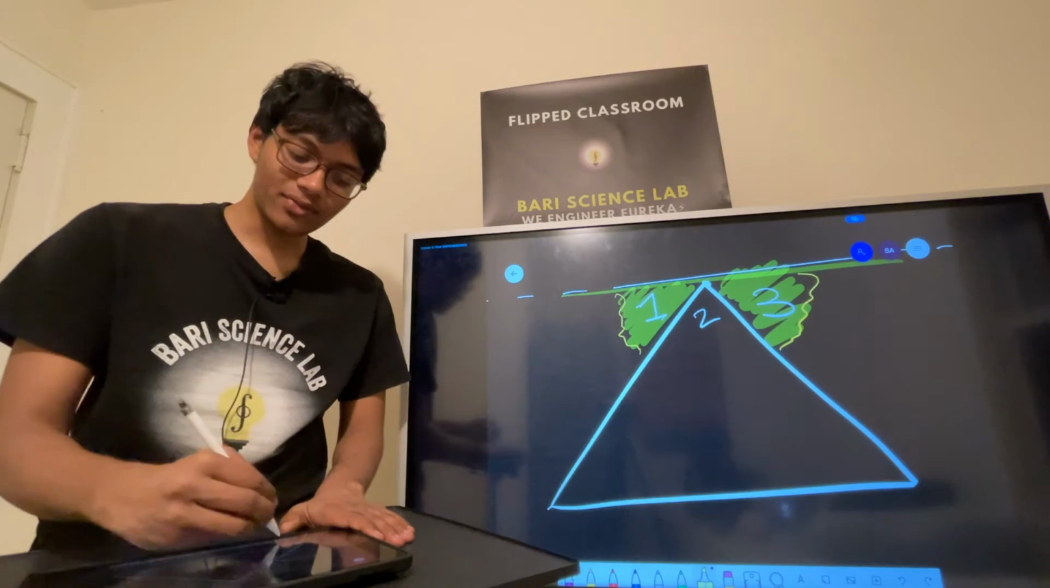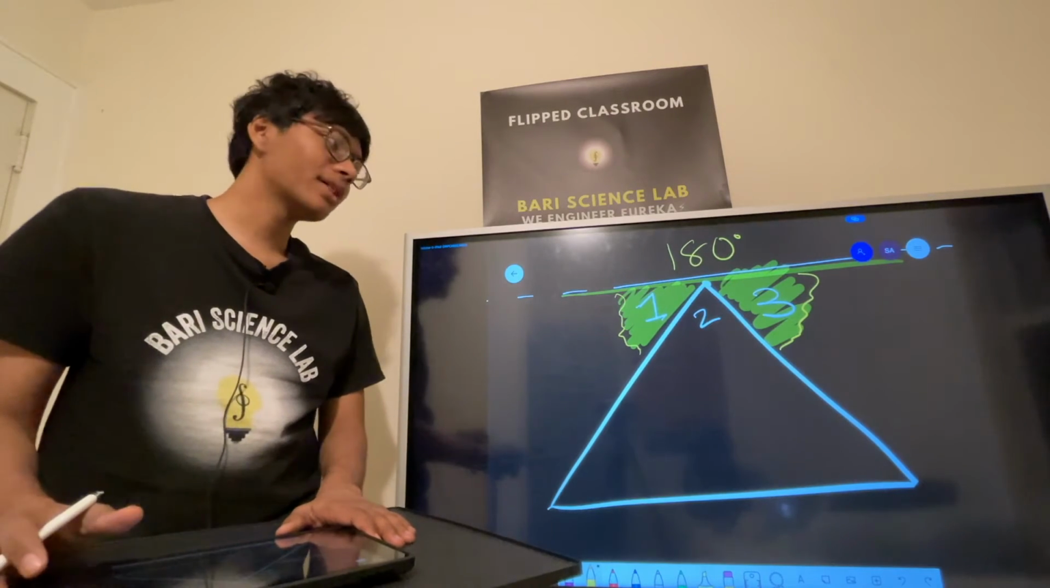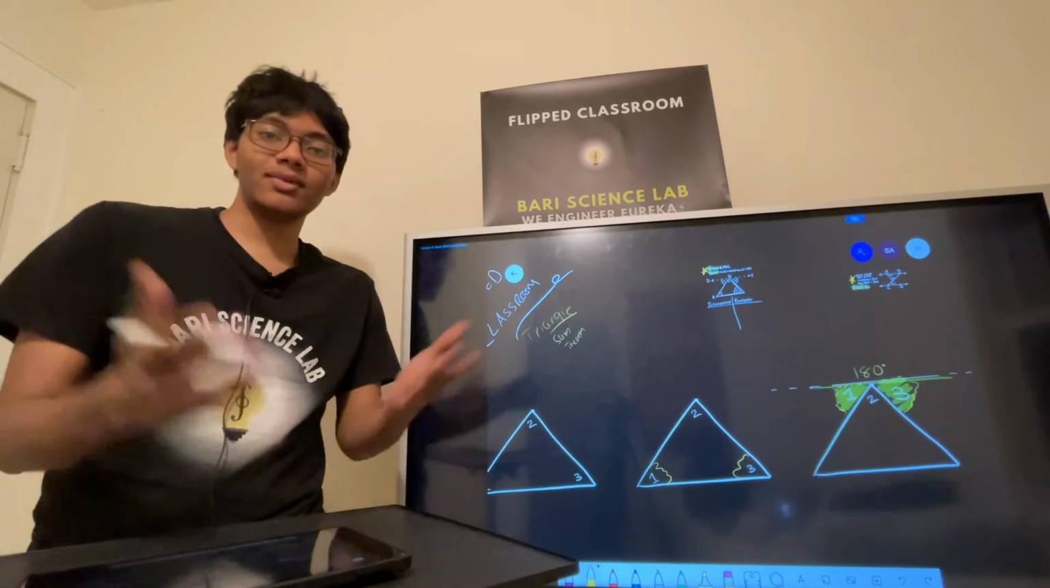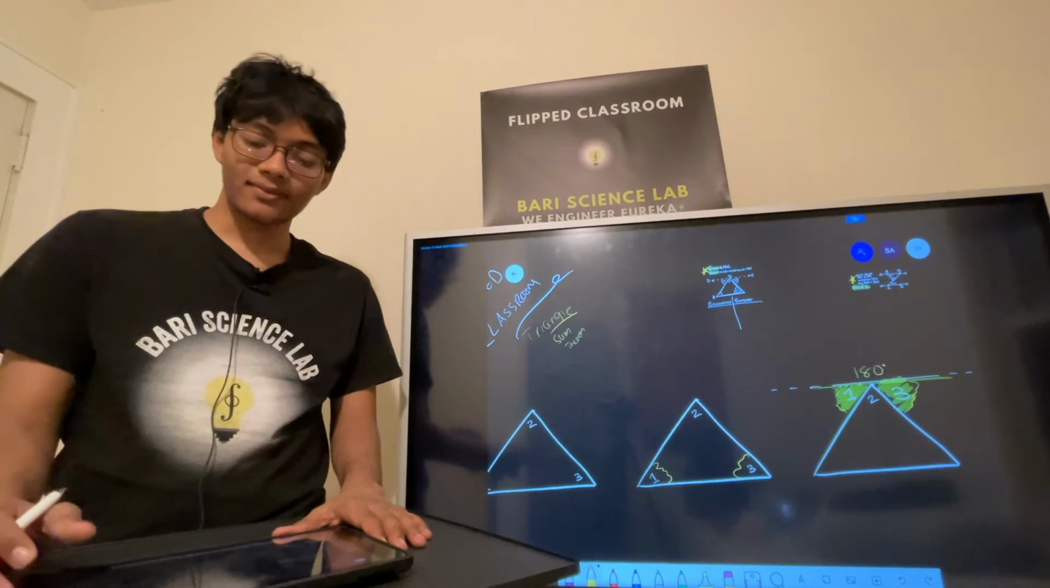And a line, well, we all know a line adds up to 180 degrees. And that's why a triangle adds up to 180 degrees, because a triangle has the same number of degrees as a line.